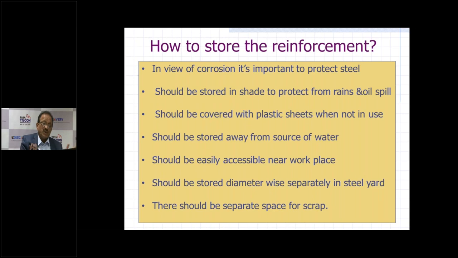It should be stored away from the source of the water. The steel should be easily accessible to the site. So you cannot have a steel yard which is some half-kilometer away from your site. So it has to be in a nearby vicinity. Then it should be stored diameter-wise separately in steel yard. You can't mess up different diameter bars together. You can't mix them up. So if say 6 bar, 10 bar, 12 bar, 16 bar, 20 bar, 25 bar, 32 bar, 40 dia bar, all these bars, they have to be stored separately in the steel yard, and there should be separate space for the scrap.